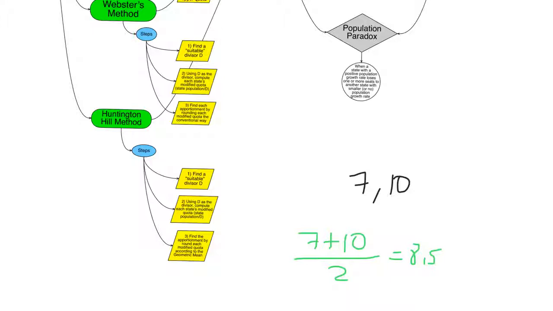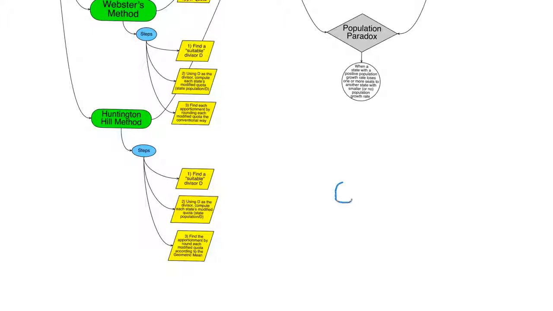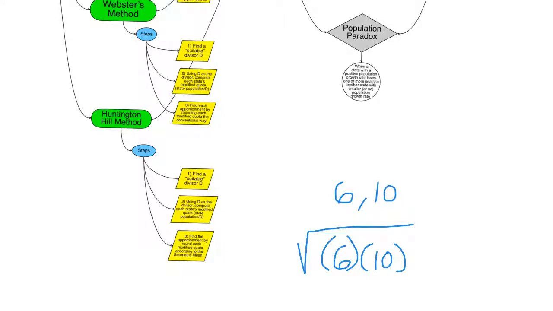somewhat similar in a strange way, only instead of addition and division, it's multiplication and square root. So for example, imagine I wanted to take the geometric mean of, let's say 6 and 10. Well, all you have to do to take the geometric mean of these two numbers right here is to multiply 6 times 10 and then take the square root of that product.